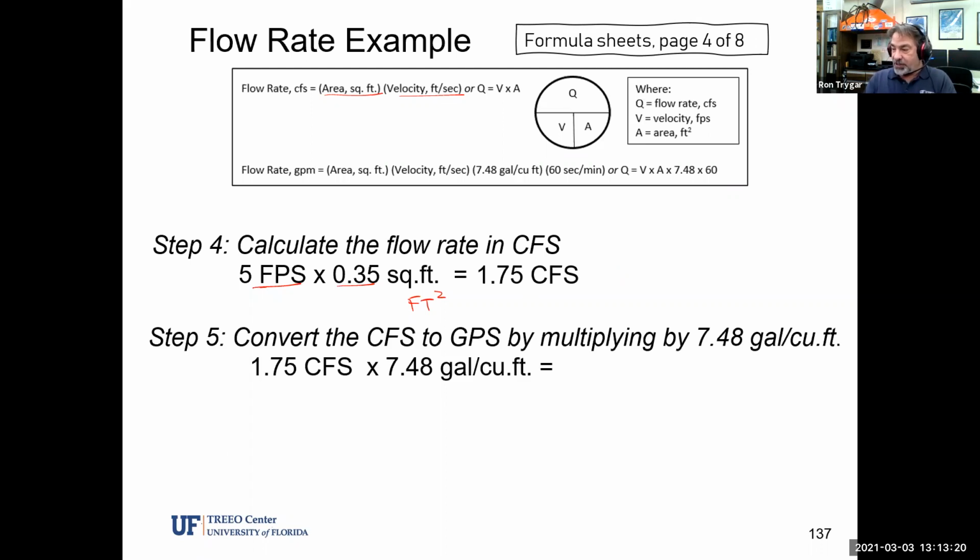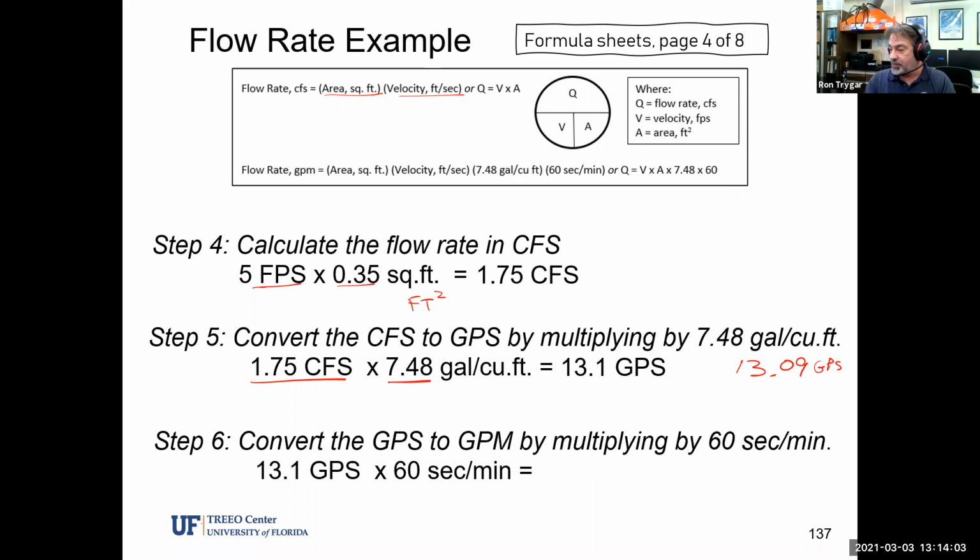So the next step is to convert those cubic feet per second into gallons per second by multiplying by 7.48 gallons per cubic foot. So we've got 1.75 cubic feet per second times 7.48. And now I come up with, I'll write it over here so it's not right in the way, 13.09. And this is going to be gallons per second. And let's see if that's what we have on our slide here. 13.1 gallons per second. So far, so good, right? We're checking it all out.